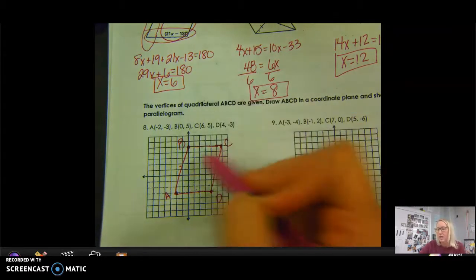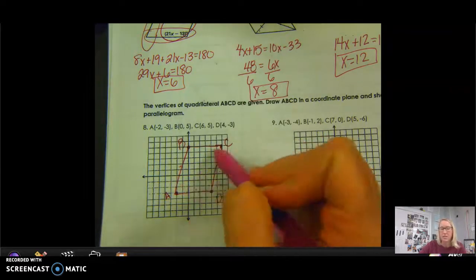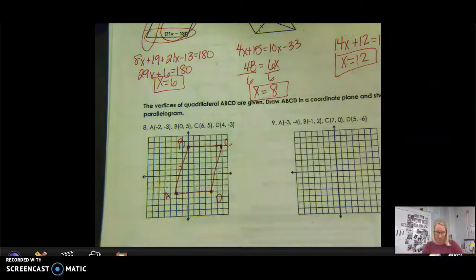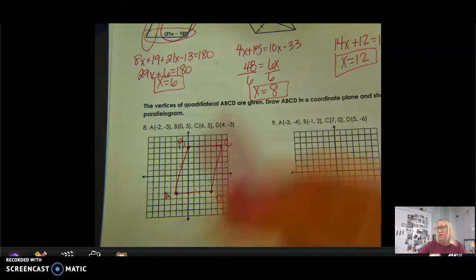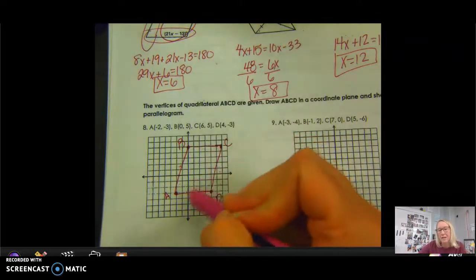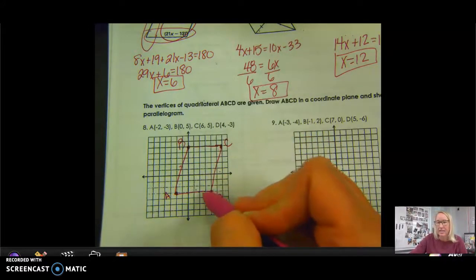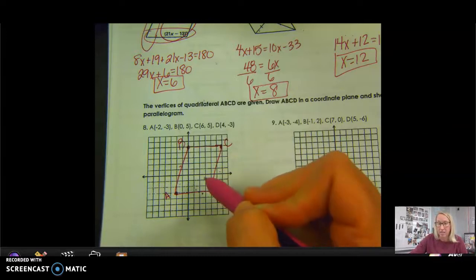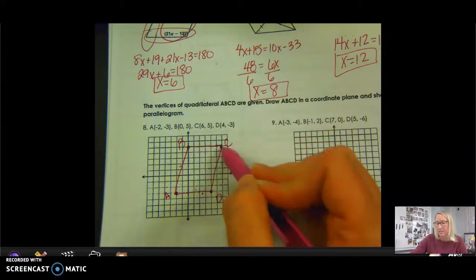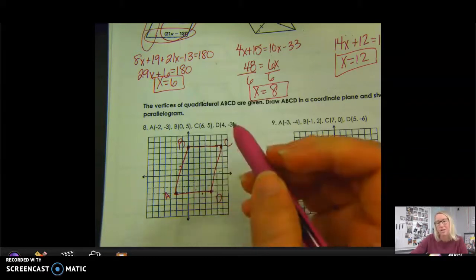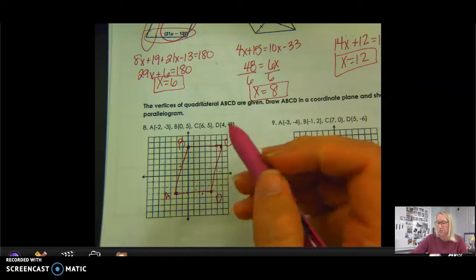So that's one way. Another way is to prove that opposite angles are congruent, but I can't talk about or figure out angles on a coordinate grid. Another way is to prove that one opposite side pair is congruent in length and is parallel. I could do that here because I could prove their length by distance, and I could prove they're parallel because if I have parallel lines, their slopes are congruent.